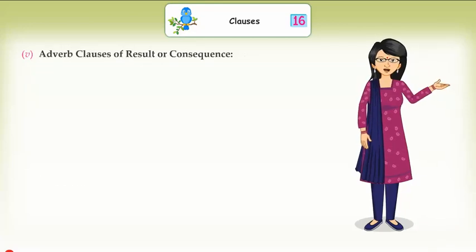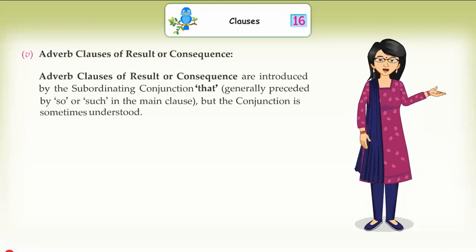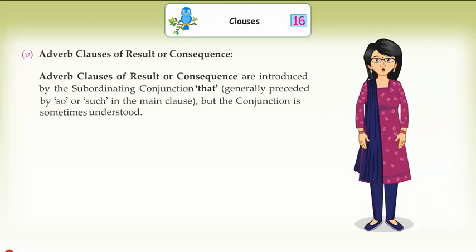5. Adverb clauses of result or consequence. Adverb clauses of result or consequence are introduced by the subordinate conjunction that, generally preceded by so or such in the main clause, but the conjunction is sometimes understood.